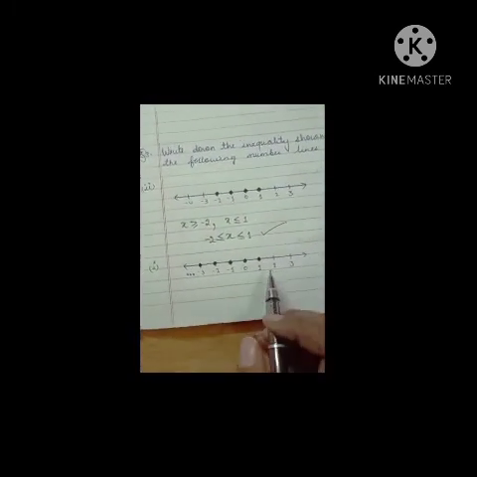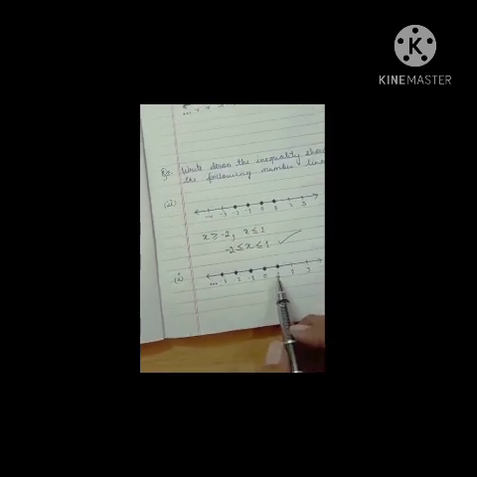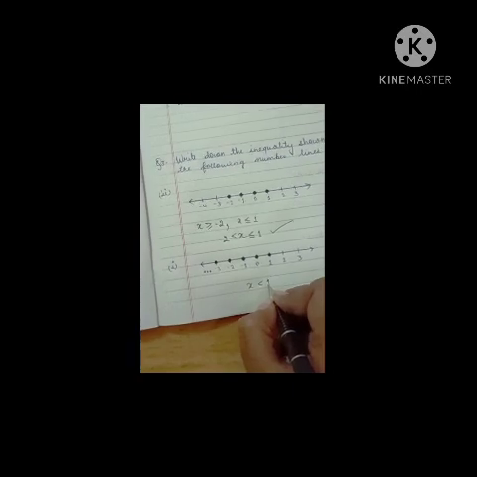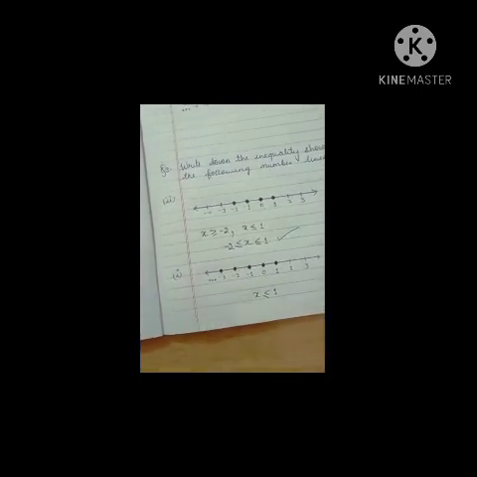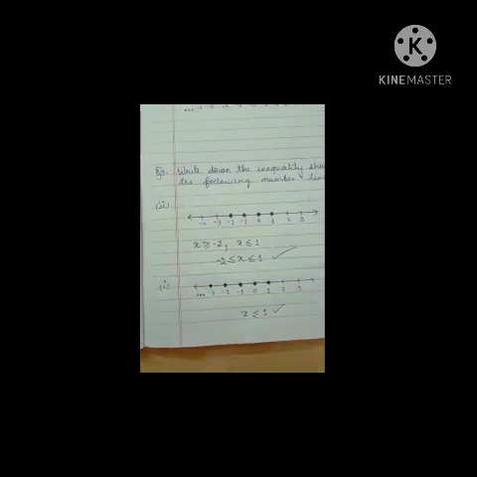Now here you can see 1, 0, -1, -2, -3. It means that x is less than 1, and 1 is also included. So we write it like this: x is less than or equal to 1.